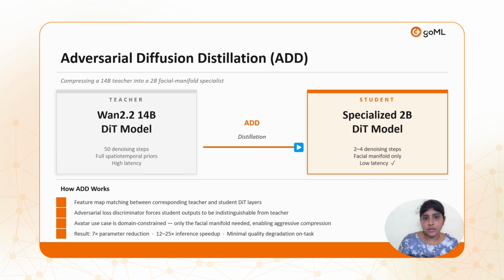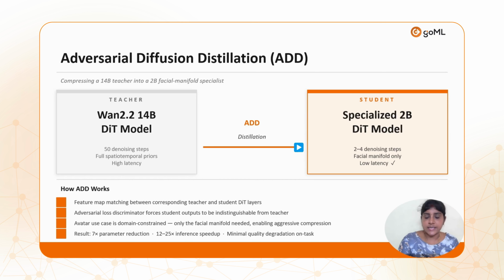So our pathway used adversarial diffusion distillation, which is called ADD. So this 14 billion parameter model is the teacher. We trained a 2 billion parameter student diffusion transformer by matching feature maps between corresponding layers and using an adversarial discriminator loss to force the student's output to be indistinguishable from the teacher's.